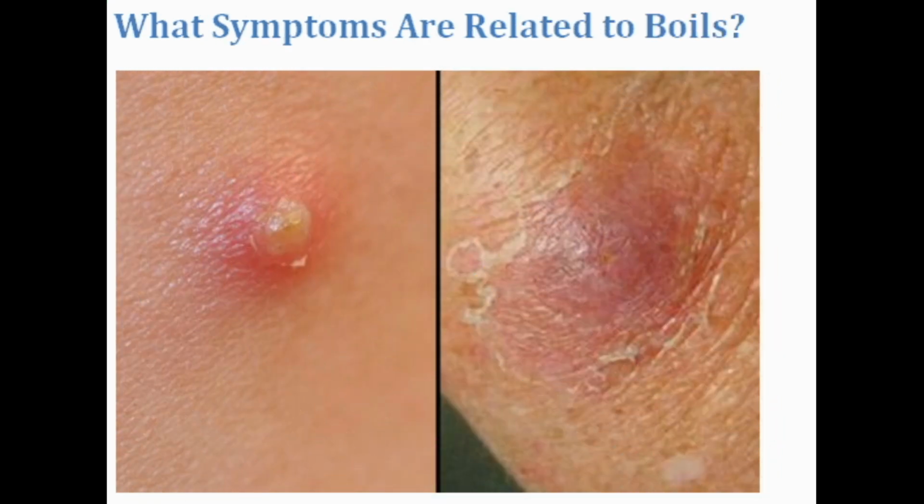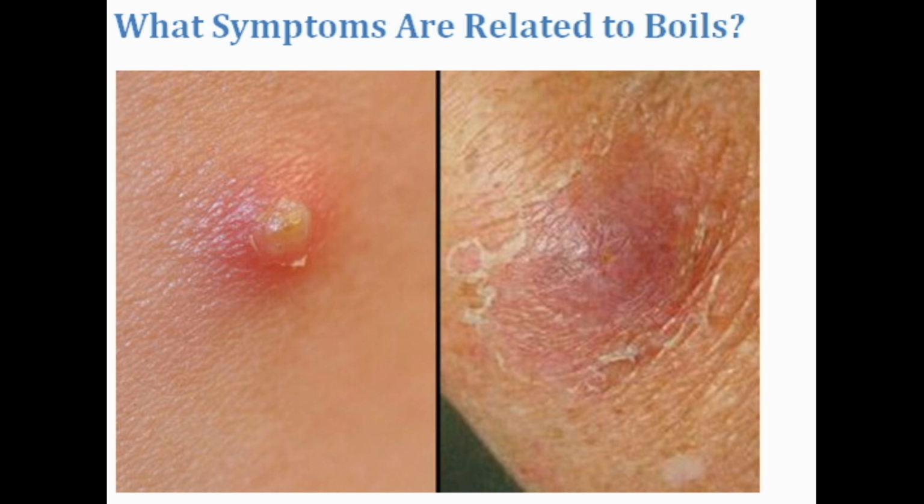What symptoms are related to boils? A boil starts as a hard, red, painful, pea-sized lump. It is usually less than an inch big. Over the next few days, the lump becomes softer, larger, and more painful. Soon a pocket of pus forms on the top of the boil.